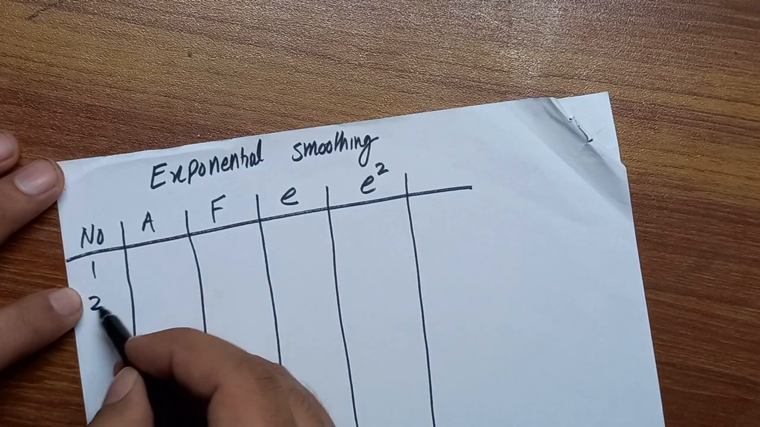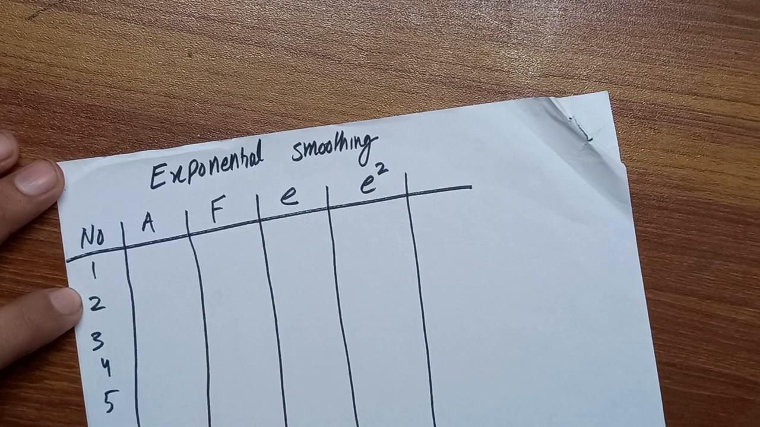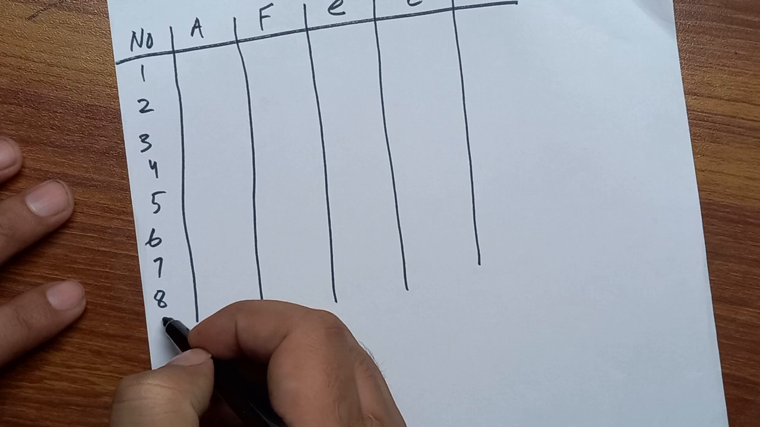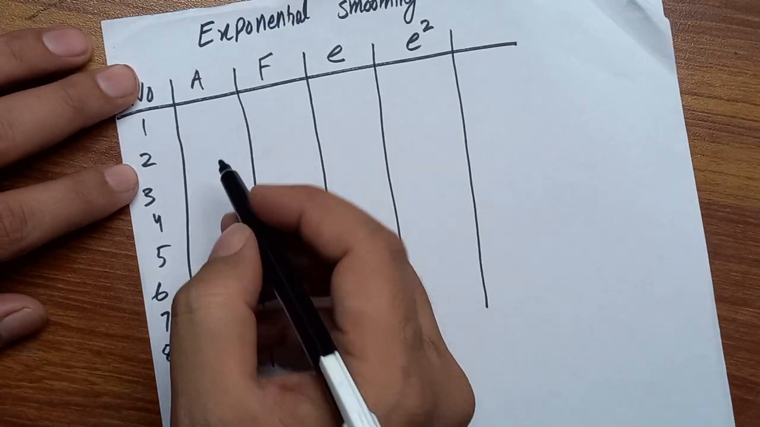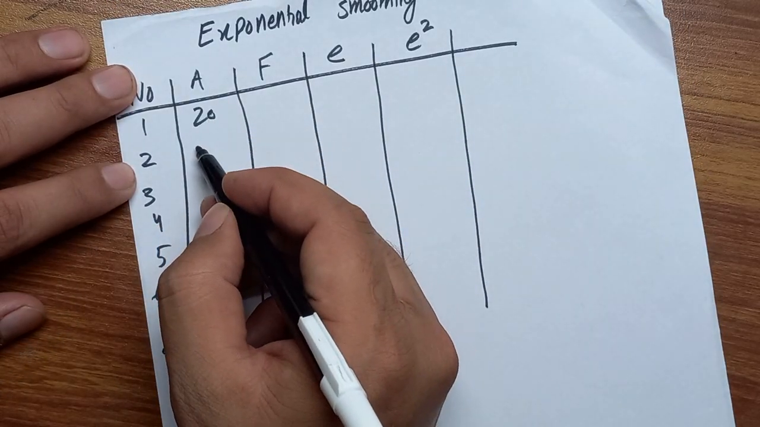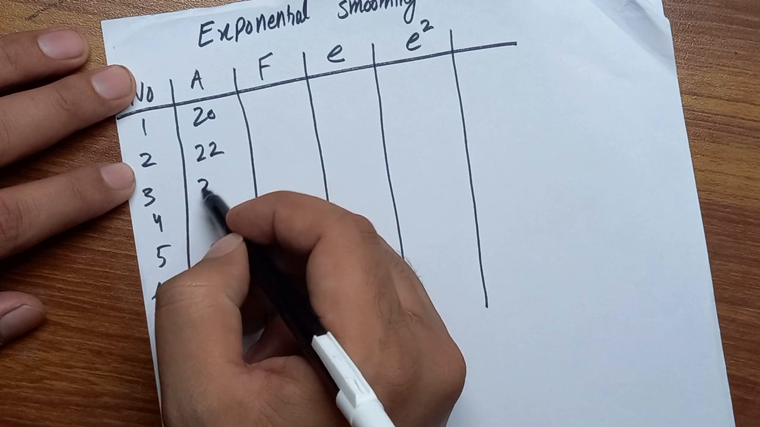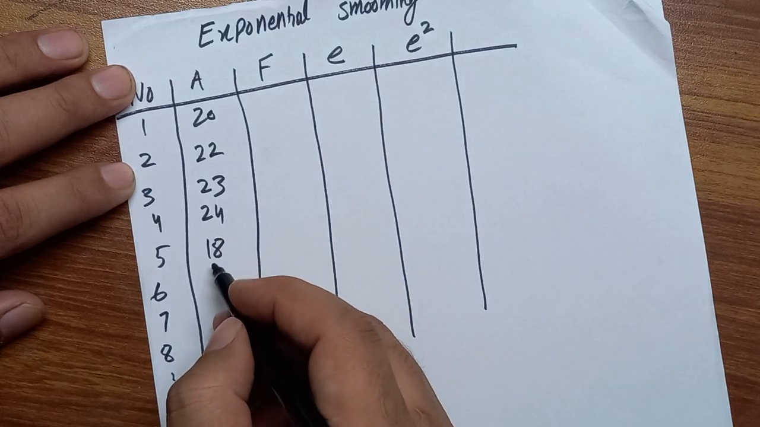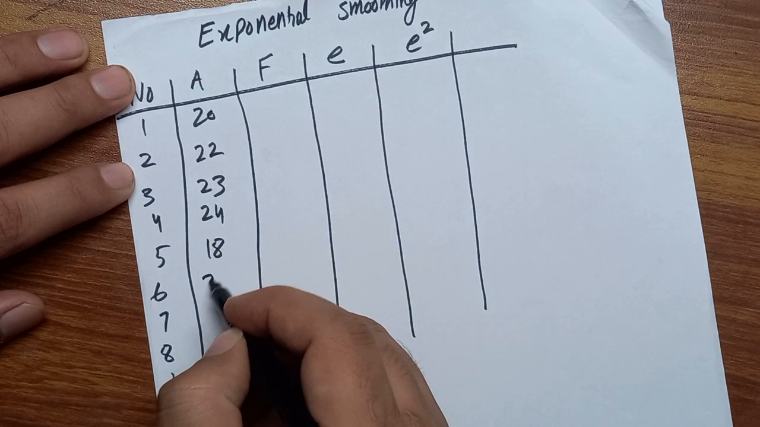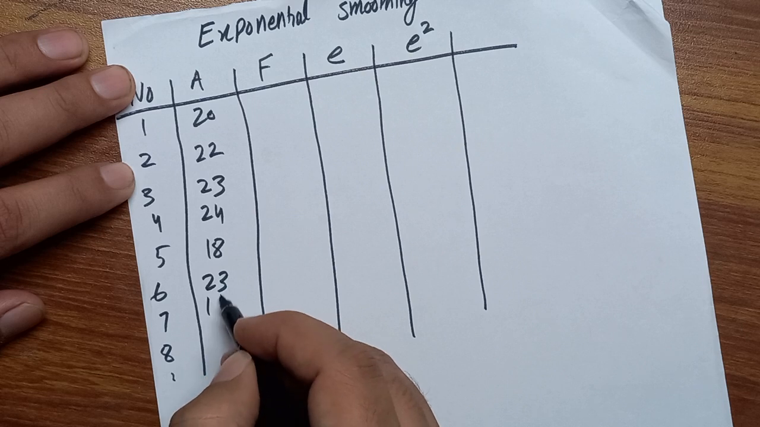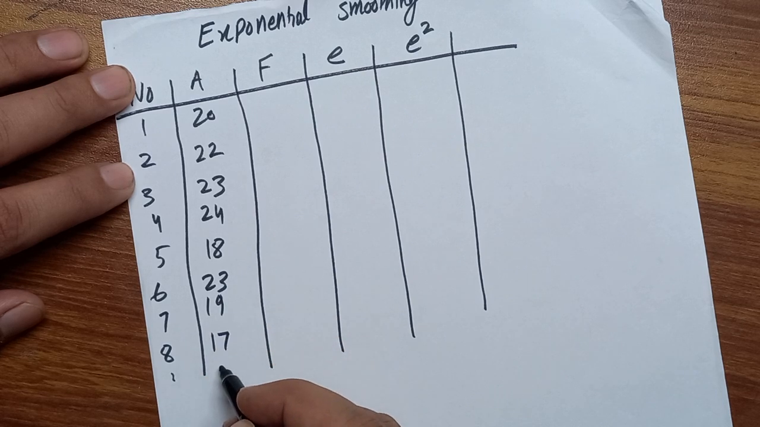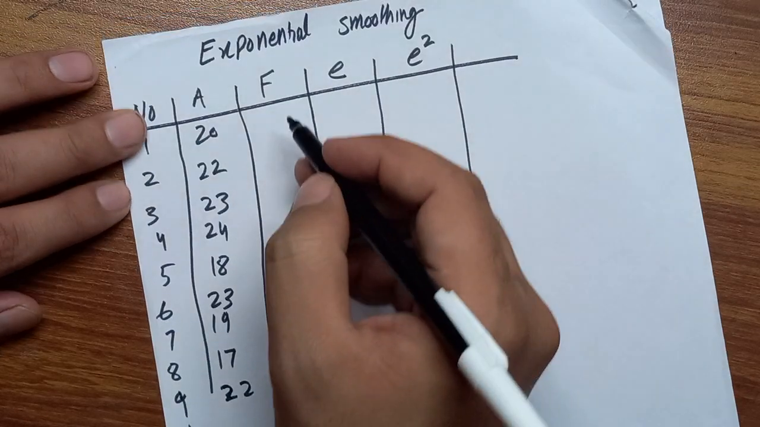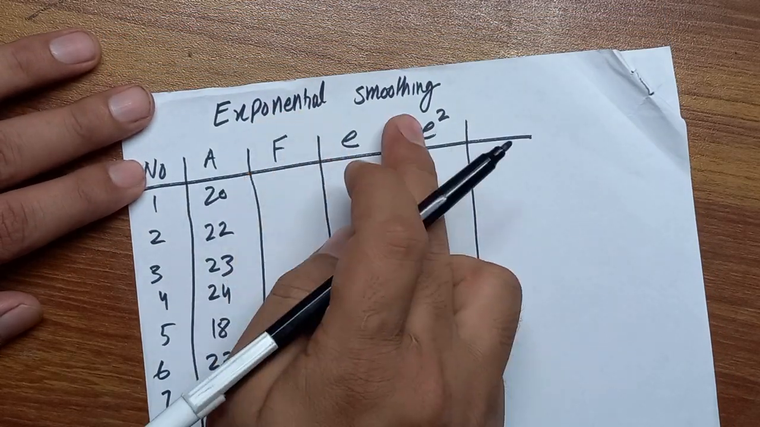So here we have 1, 2, 3, 4, 5, 6, 7, 8 and so on. We have some actual data: 20, 22, 23, 24, 18, and we have 23, and 19, 17, 22 and so on. So in exponential smoothing we have a formula here.